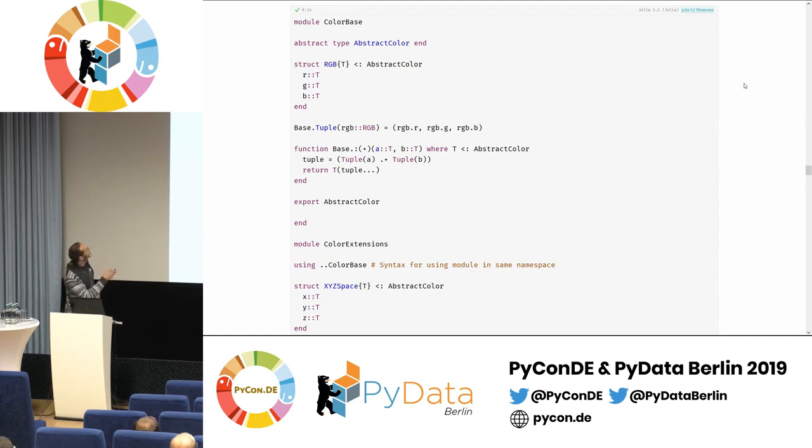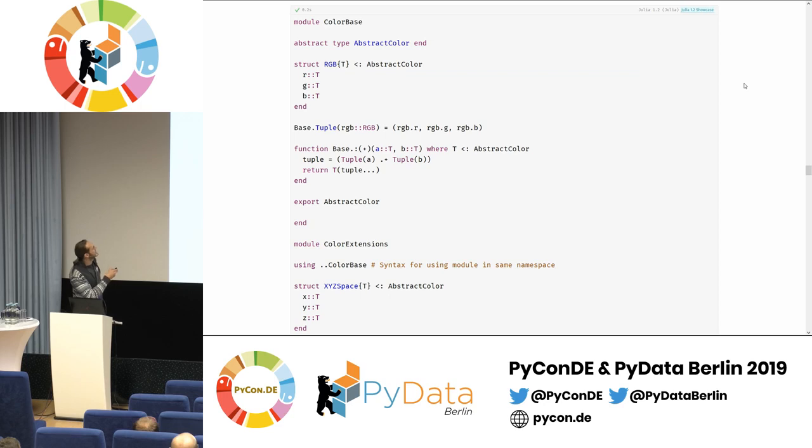You can have abstract types in Julia, which are defined like that. Then you can have concrete types. I already made a more advanced concrete type with a type parameter. That means these fields can take on any type, but they need to be the same one here. And it inherits from an abstract color.